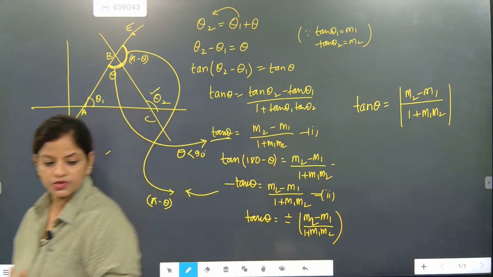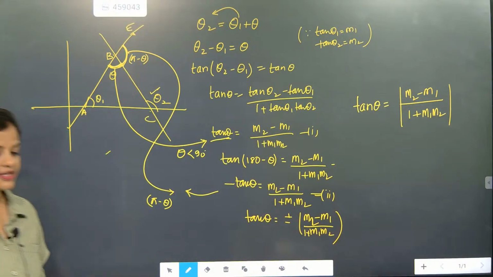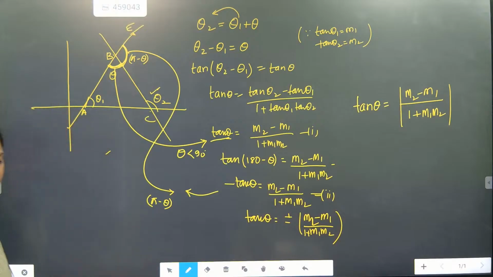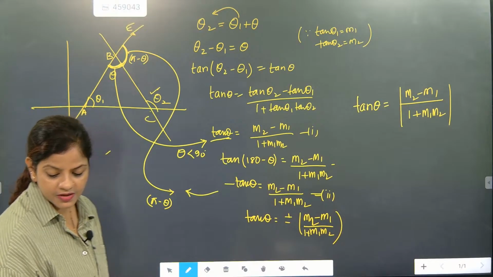Now we will be going for the next part. I hope everybody understood this formula. Are you ready for it, please?